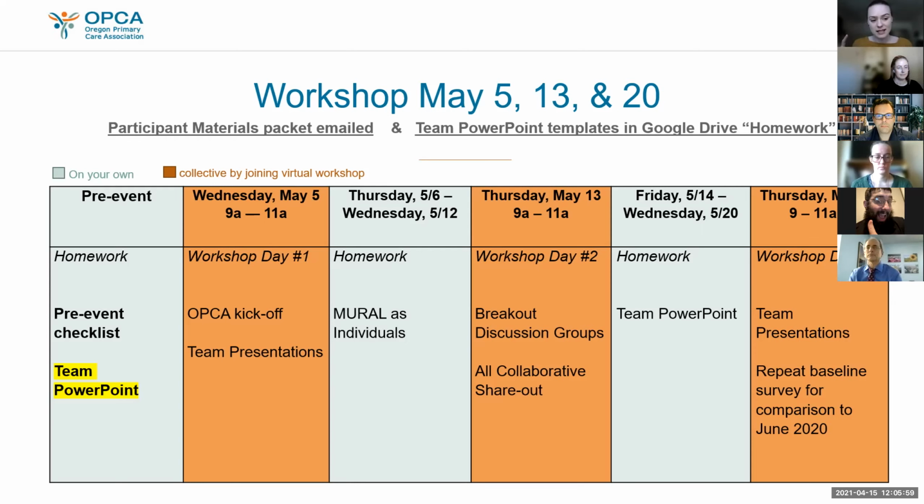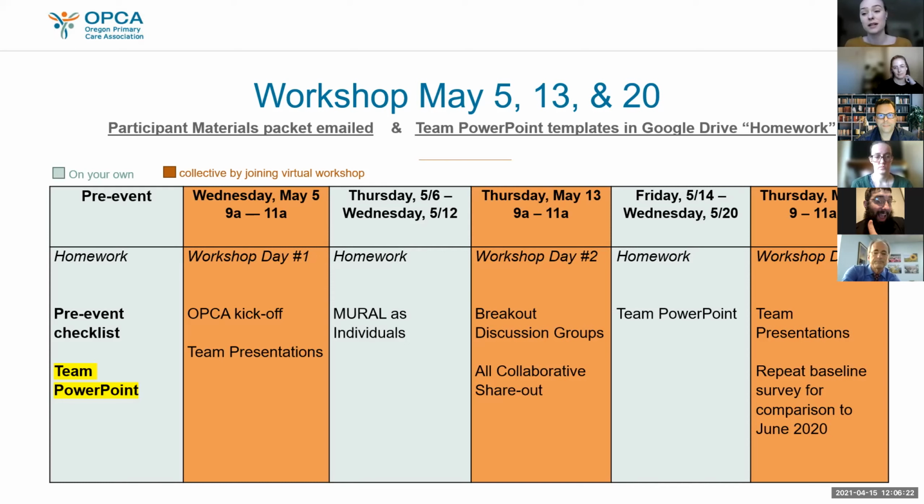So what you're looking at here, the kind of light gray, greenish color is work that you're doing on your own over those 3 weeks. And then the bright orange color is our workshop days where we're all on together. The biggest thing I want you to take away from this is that team presentations are going to happen on the first day. So before May 5th, make sure that your team PowerPoint is completed.